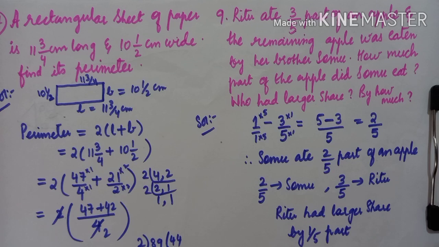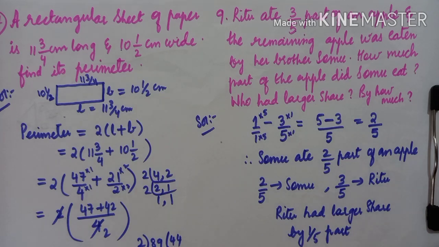Okay, 1 by 5th part more than Somu, because if you add 1 by 5 to 2 by 5, only then will you get this 3 by 5. Okay, still if you're not getting it, you just have to subtract 3 by 5 minus 2 by 5. So that will be your 1 by 5th part only. So this is how you have to do this.